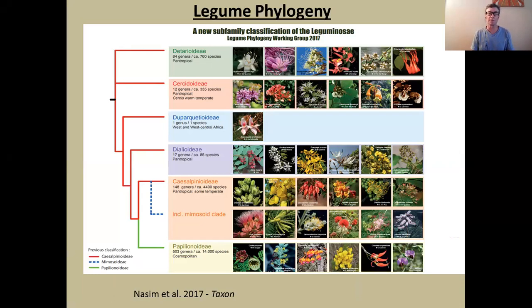Before we get into talking too heavily about Lucena in particular, it's worth reminding all of us that the legume family is now classified into a 6 subfamily system, and that the traditional mimosoid subfamily is now a member of the C-Salpinioideae, and Lucena is a member of the C-Salpinioideae.